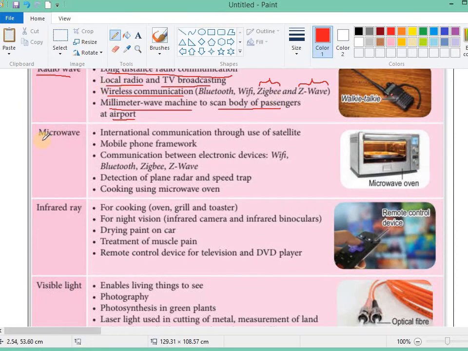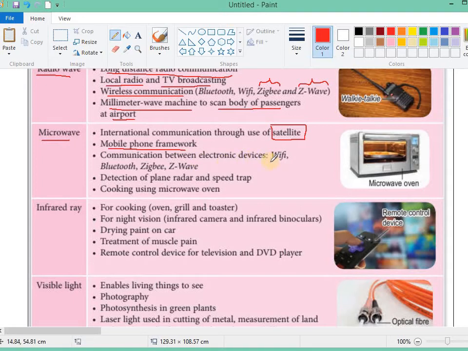And then microwave: international communication through the use of satellites. To communicate from ground to satellite, they need to use microwave. Why do they need to use microwave? Because microwave can penetrate through the thick atmosphere, and can pass through and go to space. Radio wave cannot. When radio wave goes up, it will be reflected by the atmosphere and come down again. So radio wave cannot pass through the atmosphere and go to space. So when you want to communicate with a satellite, you must use microwave. Also, mobile phones use microwave.